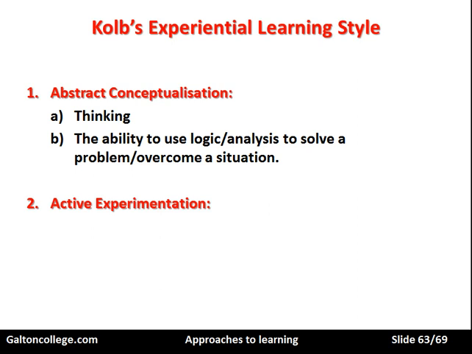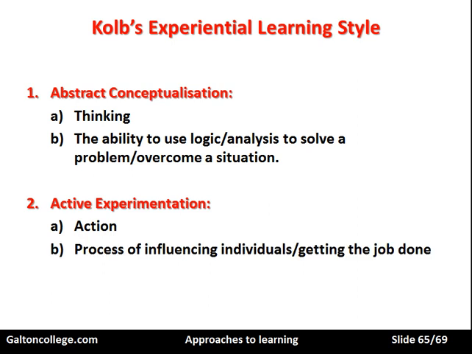That takes us to active experimentation. Well, this is action. This is trying to reproduce the situation so we have a clear understanding. If the same circumstances arise in the future, the same outcomes should occur. It could be a process of influencing individuals and getting the job done.